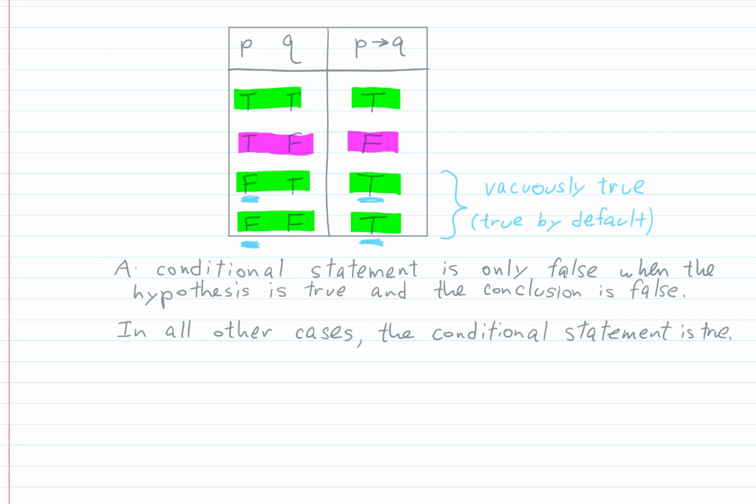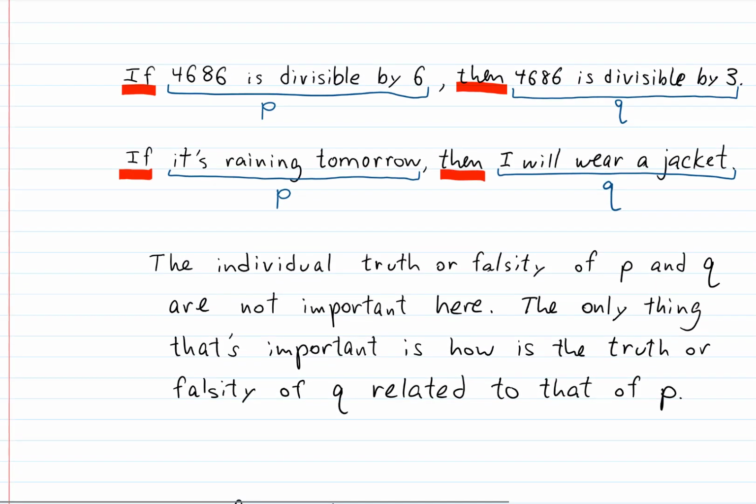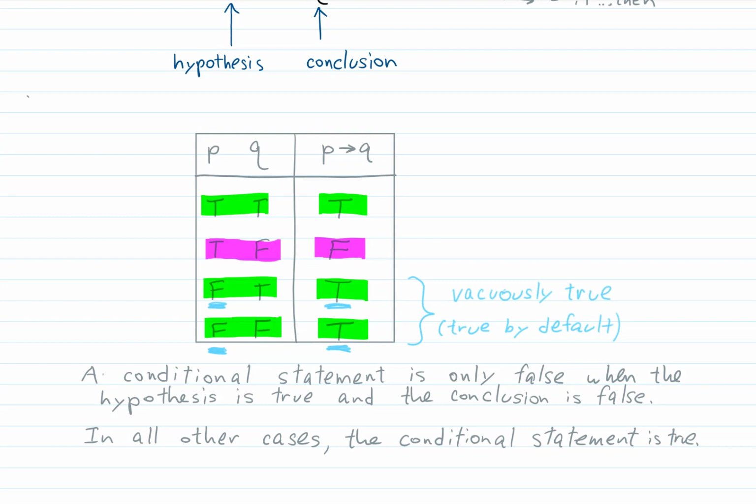So if somebody tells you this, let's go back to the raining, okay? If it's raining tomorrow, then I will wear a jacket. And the weatherman tells you that statement is vacuously true. Then what do you know from that information? That means that the hypothesis is false. And so the weatherman is secretly telling you it's not going to rain tomorrow. Okay? But for the most part, you don't need to worry about whether it's vacuously true or not. You just need to worry about, is it true or not? But you might come across that word, vacuously true. I just want you to know what it means.